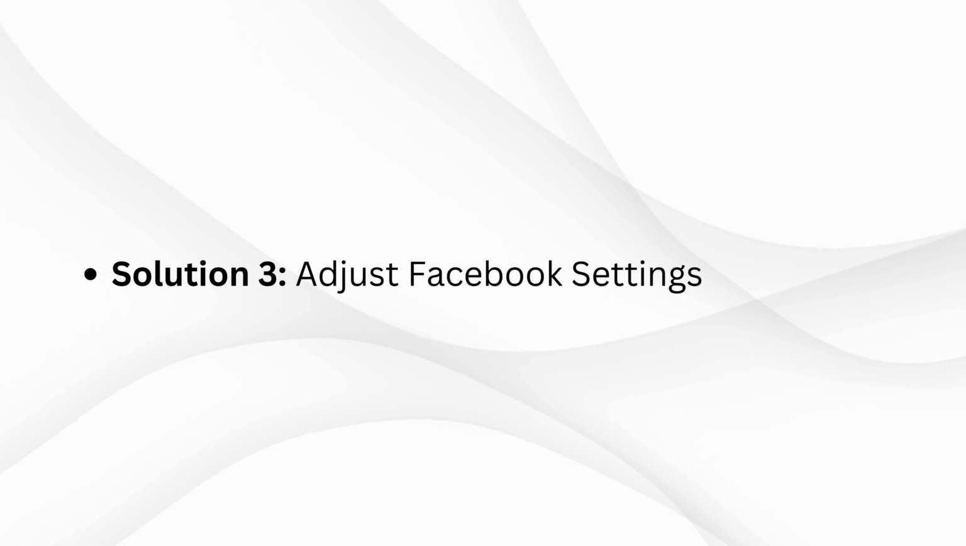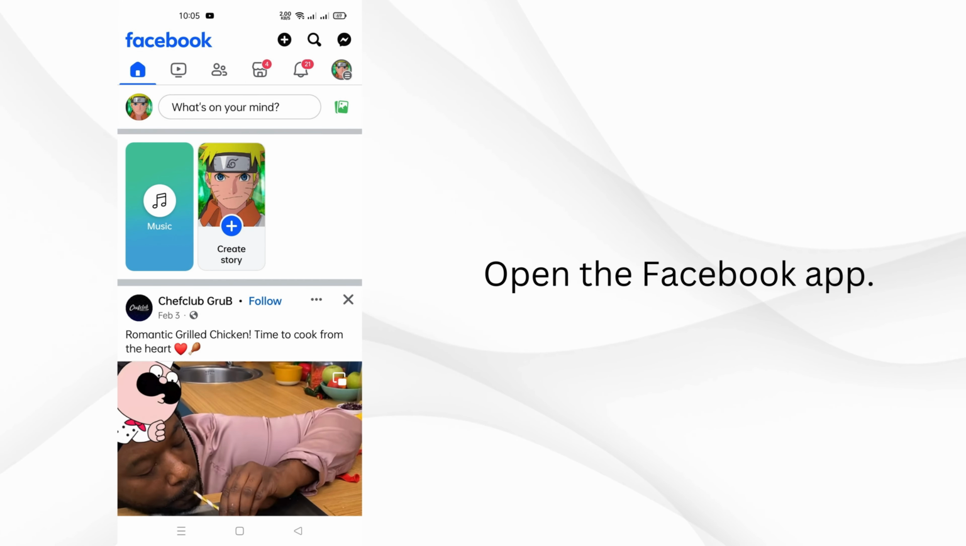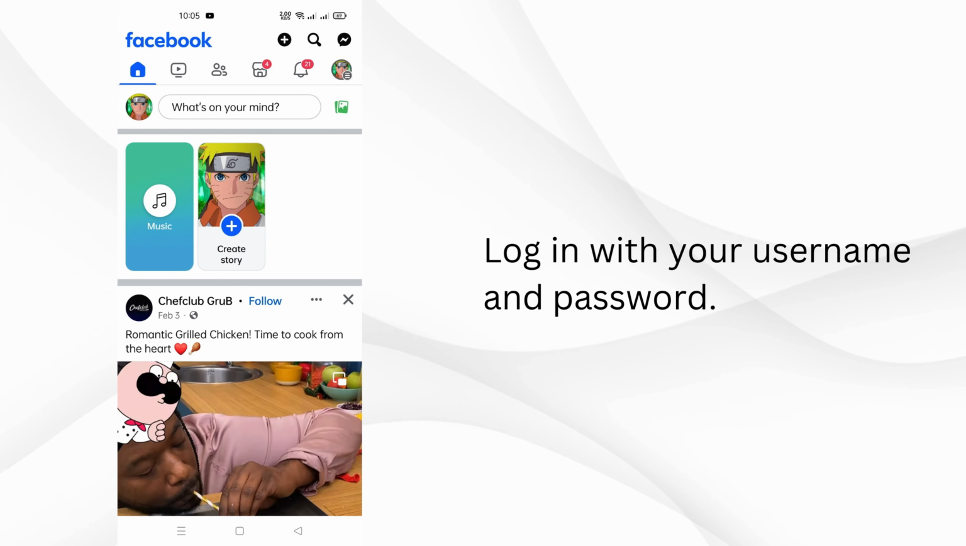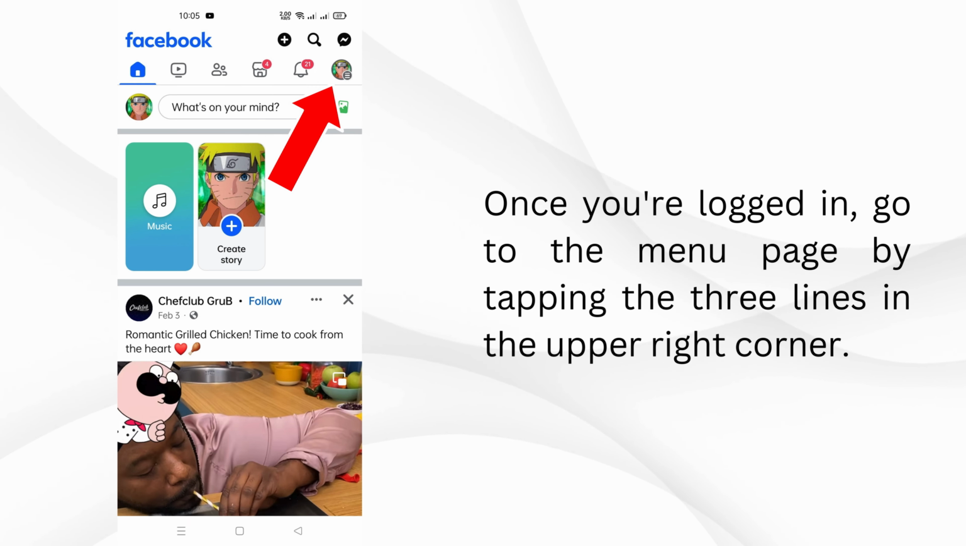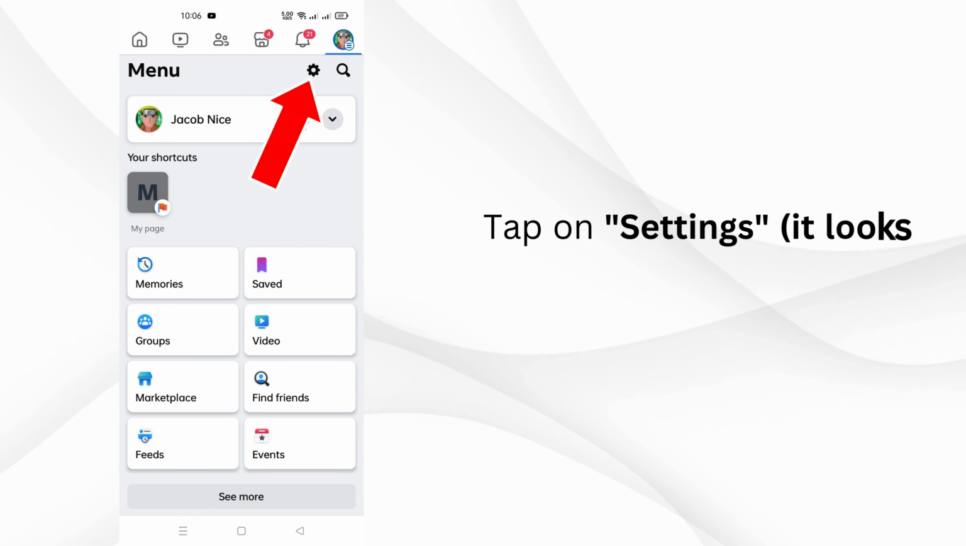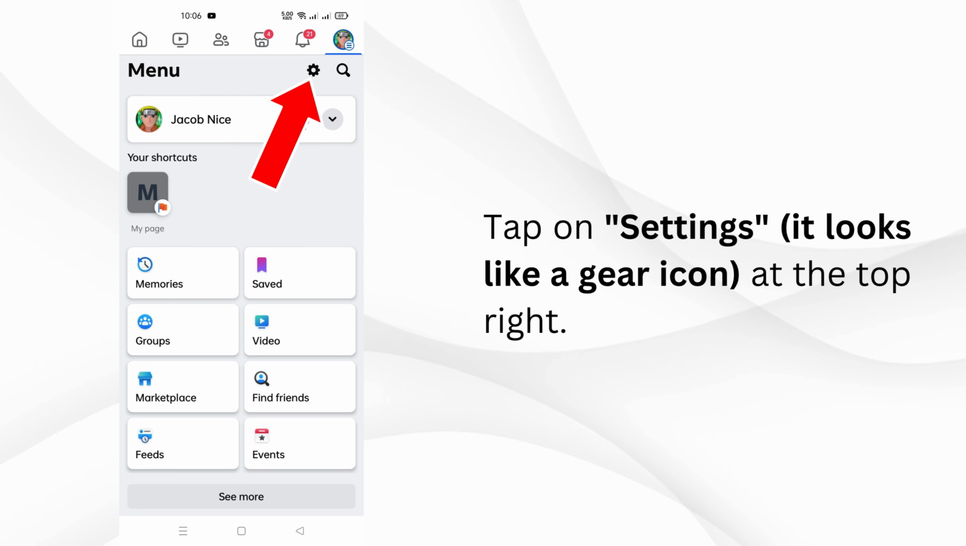Solution 3. Adjust Facebook settings. Open the Facebook app. Log in with your username and password. Once you're logged in, go to the menu page by tapping the 3 lines in the upper right corner. Tap on Settings. It looks like a gear icon at the top right.